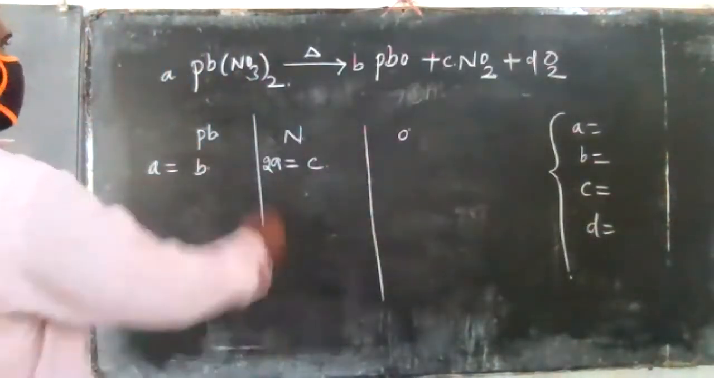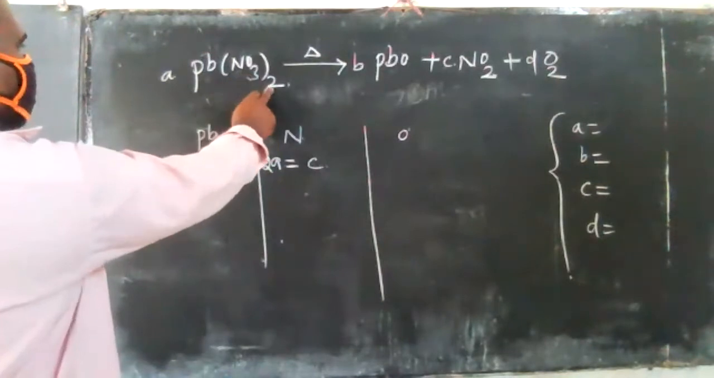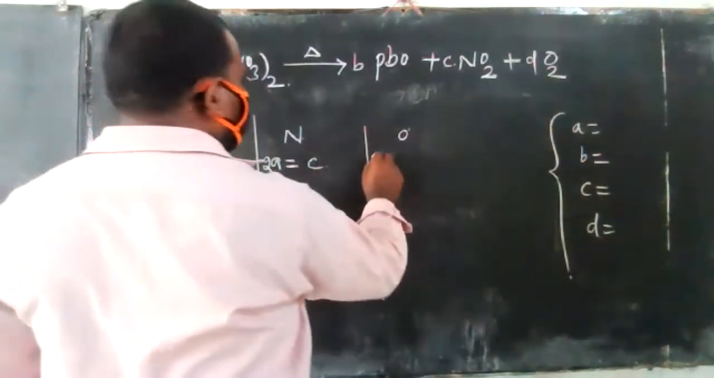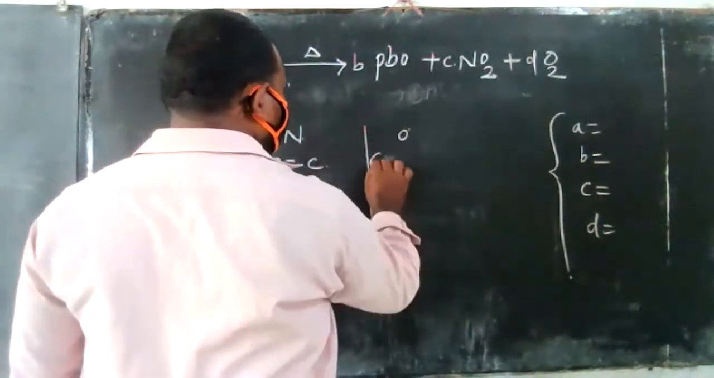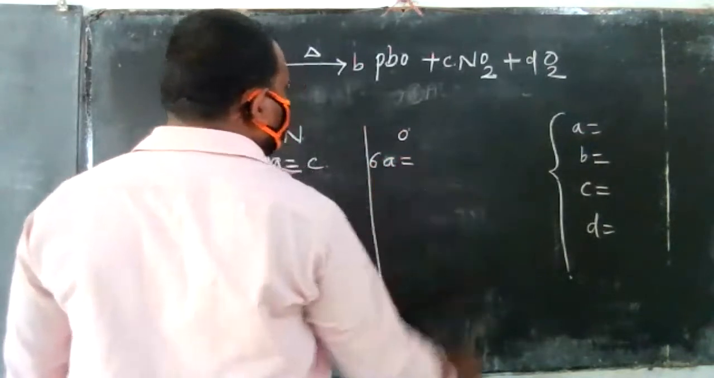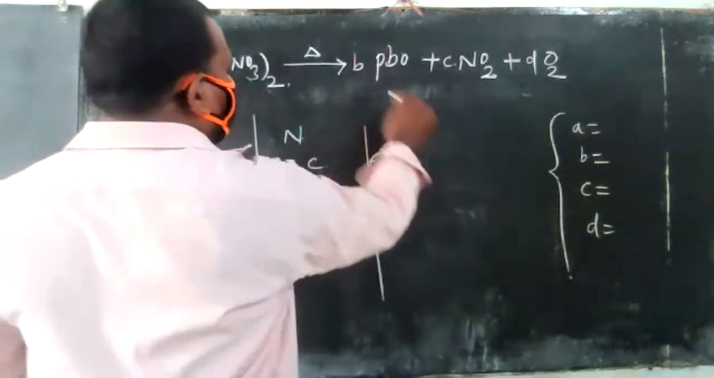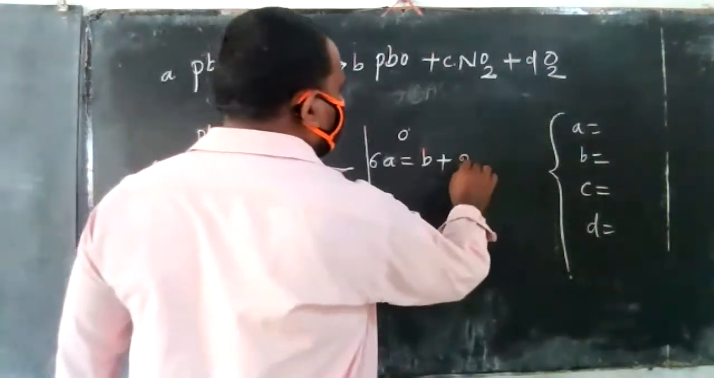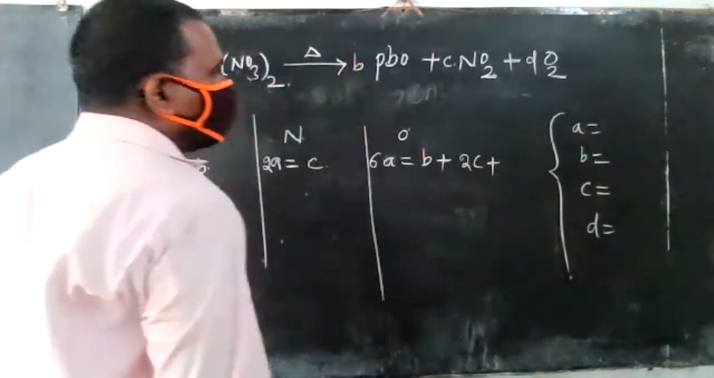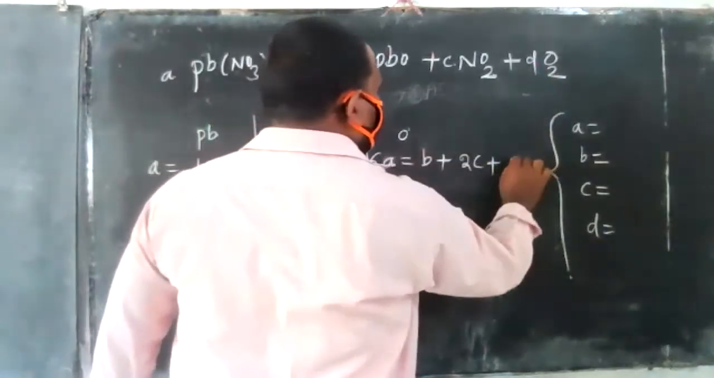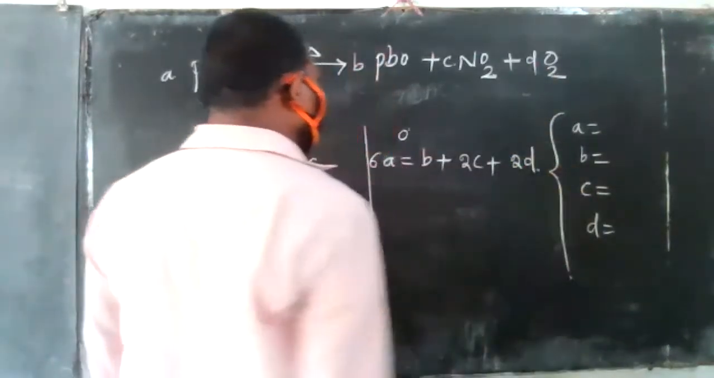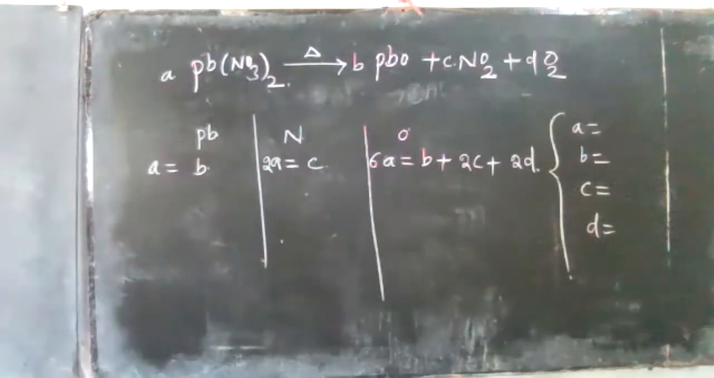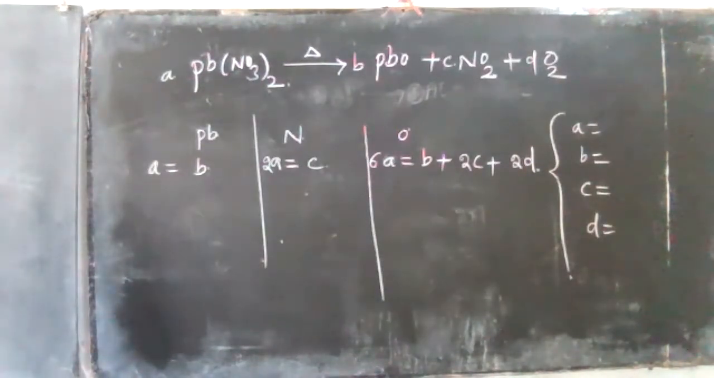Next oxygen. These two belong to the oxygen. 3 twos are 6, so 6A. 6A is equal to 2C plus 2D, since this two belongs to the D. So this is the equation preparation.